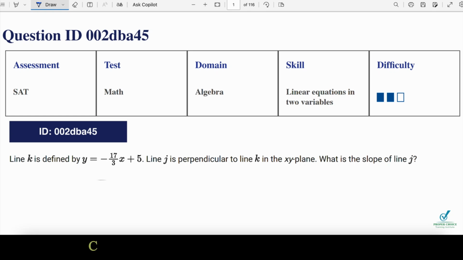Welcome back once again. In today's lesson, we're going to discuss a new topic, which is linear equations in two variables. So far we studied linear functions and linear equations in one variable. Now we are moving to two variables, and this is a part of algebra again.